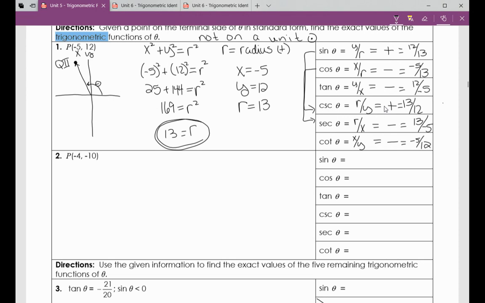All right. The next example, same thing. First of all, I figure out which quadrant I fall in. When you plot the point -4, -10, if you go over -4 and down to -10, you should be in the third quadrant. Do you agree with that? Okay, so I know that x is -4. I know that y is -10. I need my r value.